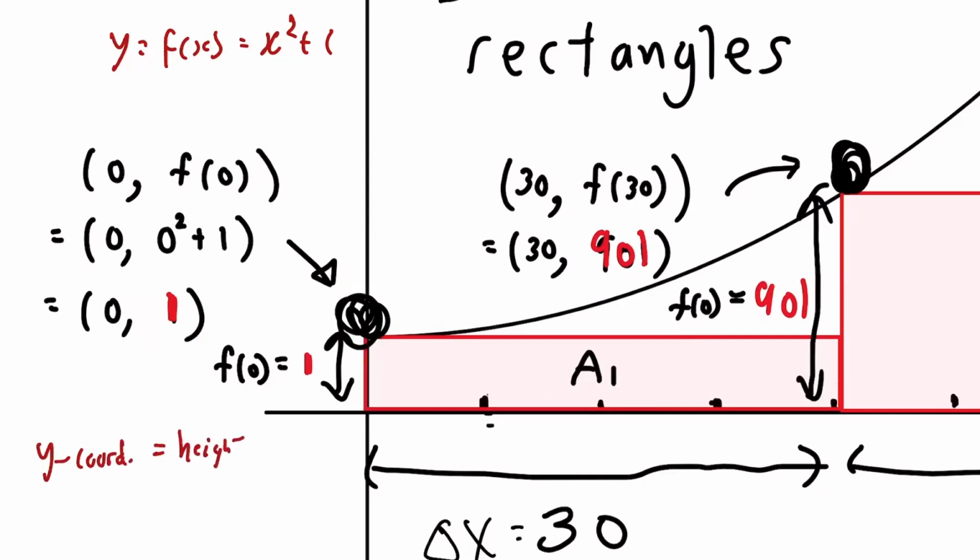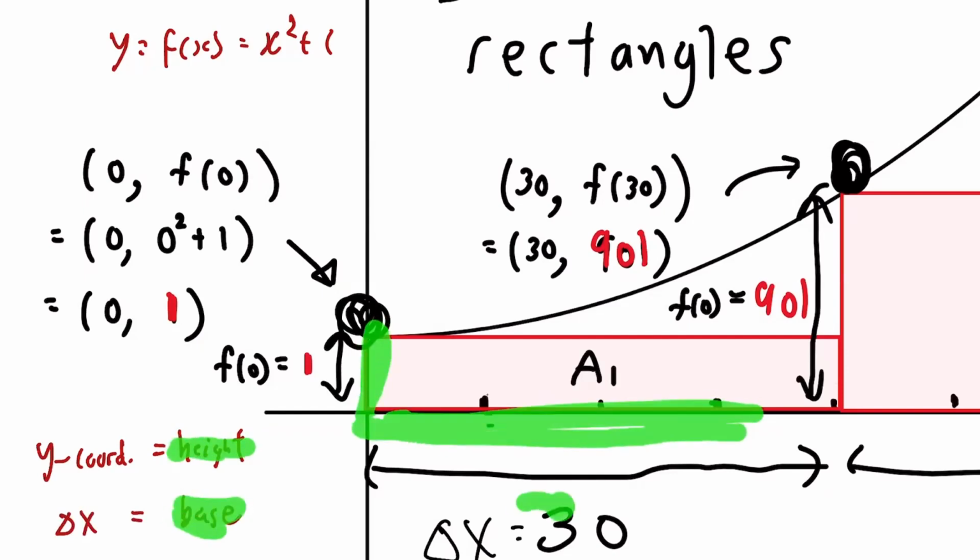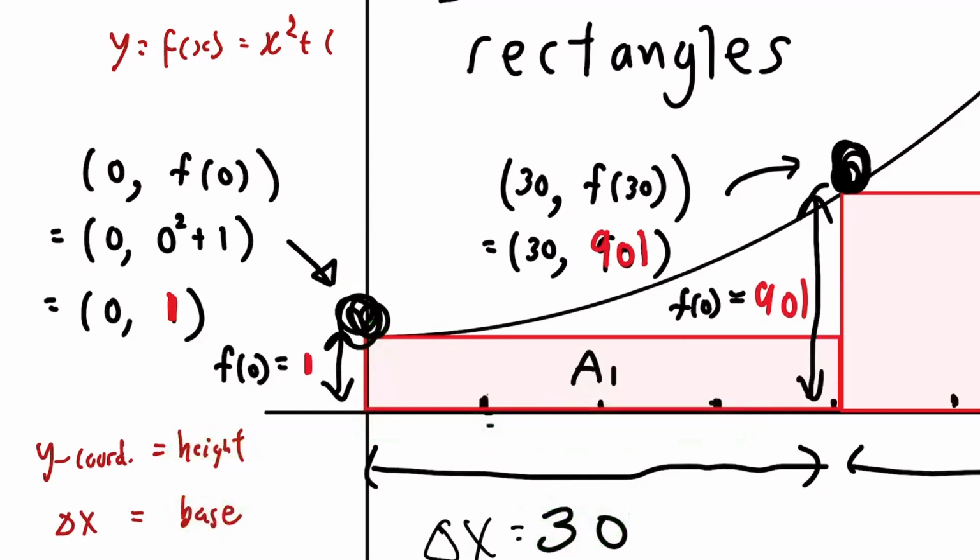Height. Then the delta x is the base. So now that I have the height of the rectangle, I also have the base of the rectangle, the 30. Can I find the area of A1? Okay. What would it be? The 30 times 1. Exactly.